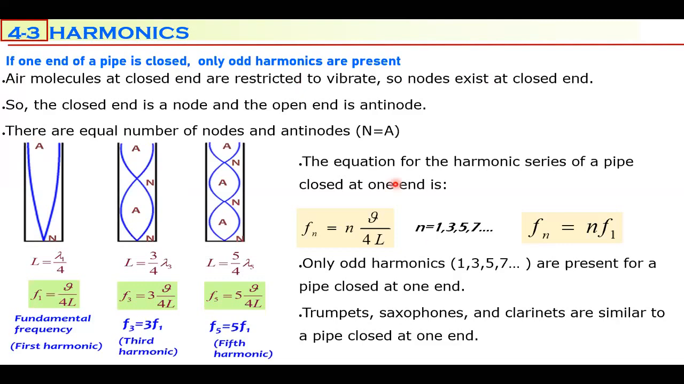The equation for the harmonic series for a pipe closed at one end is slightly different. f_n is equal to n v divided by not 2L, but 4L. And don't forget, n is equal to 1, 3, 5, 7. So only odd harmonics are present in a closed end pipe. And trumpets, saxophones, and clarinets are similar to pipes closed at one end.